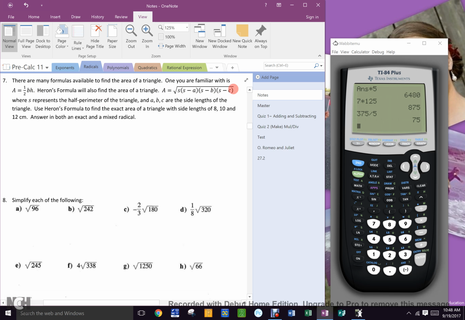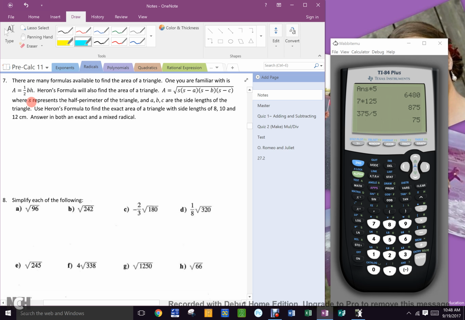Here's another formula. The area equals this, where S represents the half perimeter. A, B, and C are the sides. Well, there's my A, B, and C. So A equals 8, B equals 10, C equals 12. Perimeter equals 30. So S equals 15. So now I simply go over here and I do this. S is 15. 15 minus 8, 7. 15 minus 10, 5. 15 minus 12, 3.